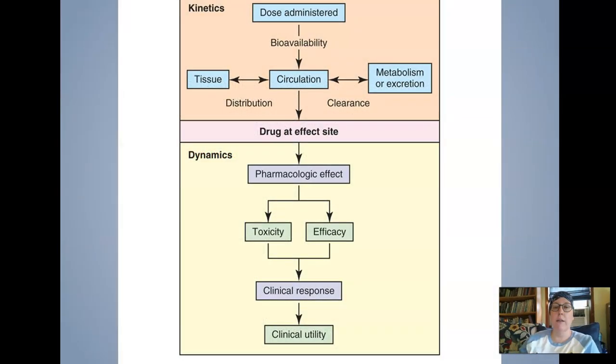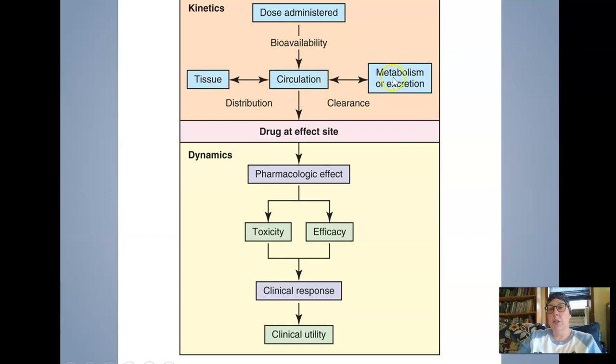Okay, so this little graph has all of it together, the pharmacokinetics and the pharmacodynamics. Again, the kinetics is how it moves through the patient. So what dose is the patient on, and then the dose administered is going to determine the bioavailability, and part of that is distribution, going in the circulation into the tissues.